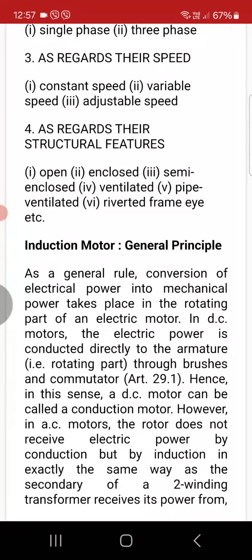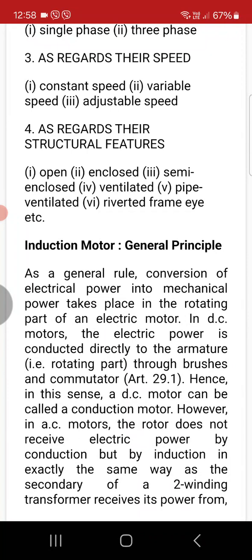Now, I want to give an introduction about induction motors and the general principle. As a general rule, conversion of electrical power to mechanical power takes place in the rotating part of the electric motor. In a DC motor, the electric power is conducted directly to the armature, i.e. the rotating part, through brushes and commutator.